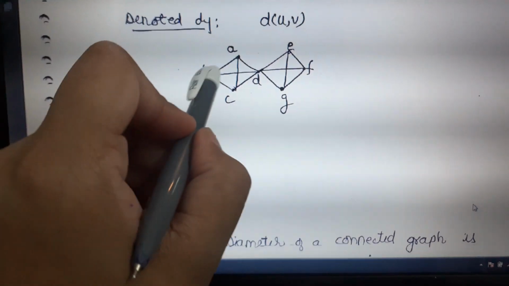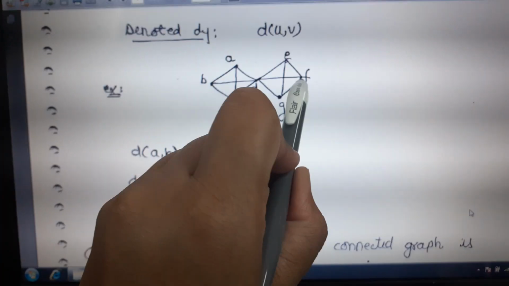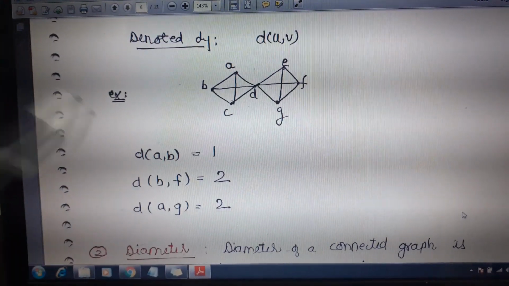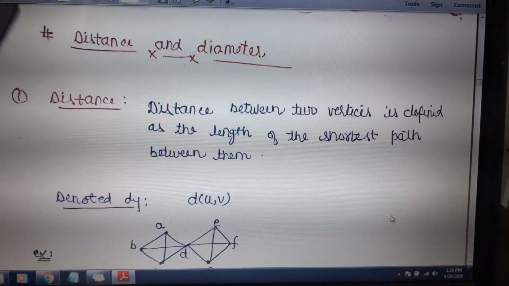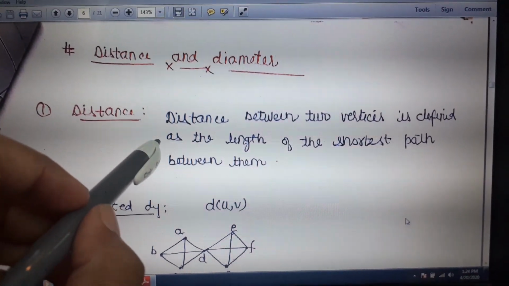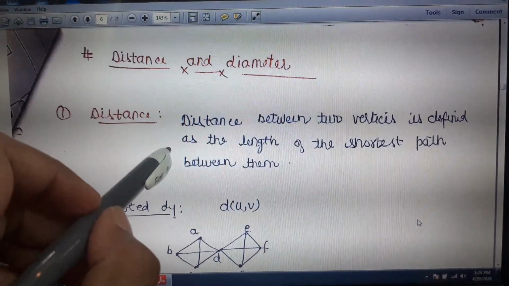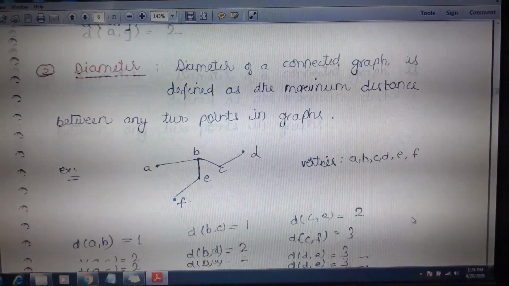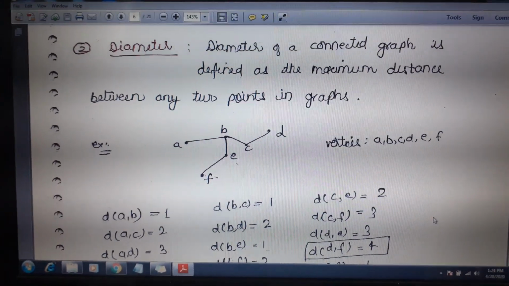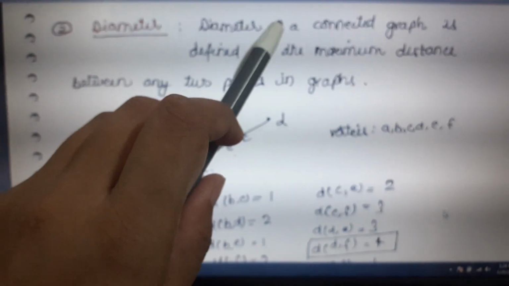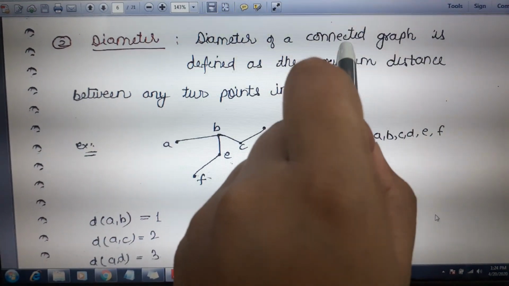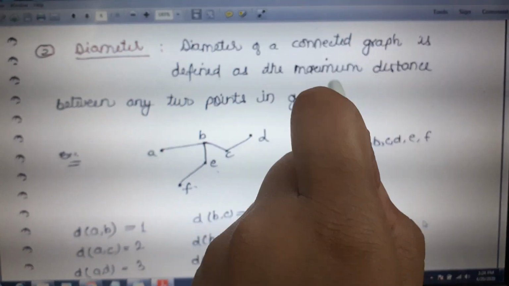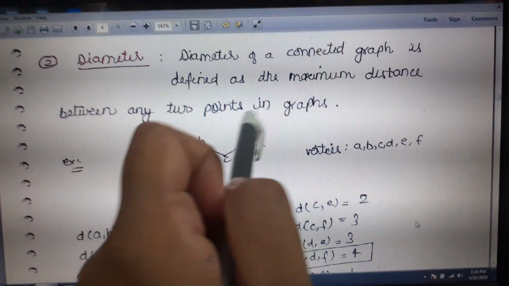So the length of the shortest path between A to B is 1. Similarly, B to F, the length of the shortest path is 2. A to G, the length of the shortest path is 2. Now let's go back to the definition. The distance between two vertices is defined as the length of the shortest path between them. Next is diameter. So, diameter of a connected graph. Learn this, that the graph has to be connected to find the diameter. Diameter of a connected graph is defined as the maximum distance between any 2 points in the graph.